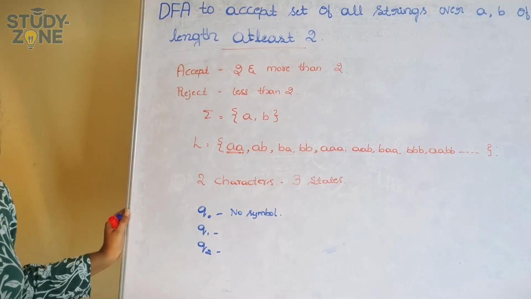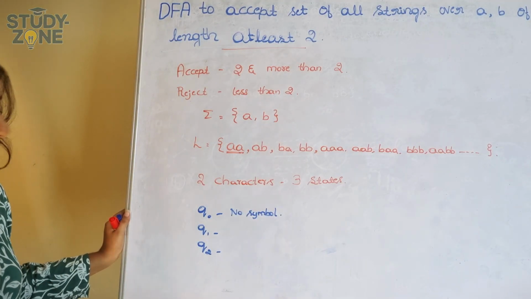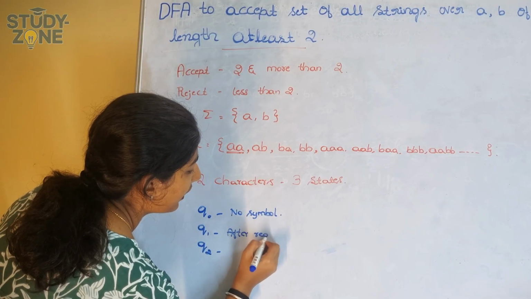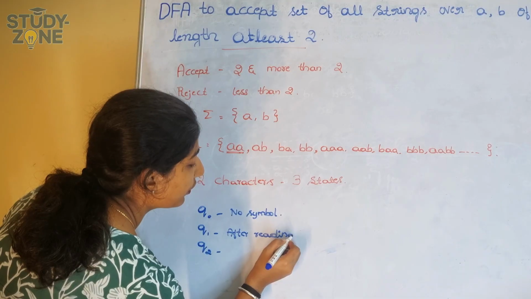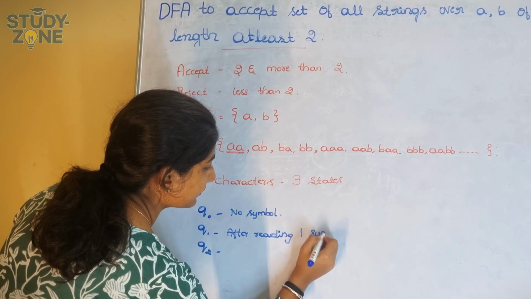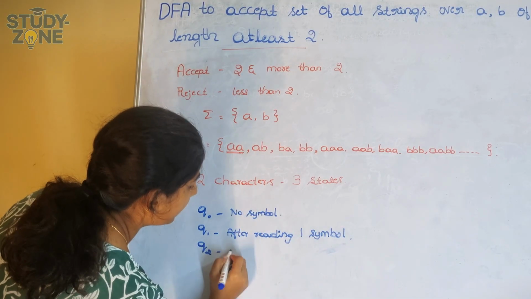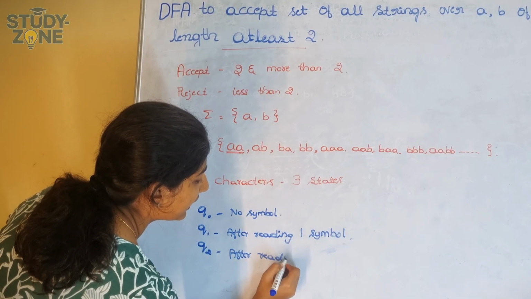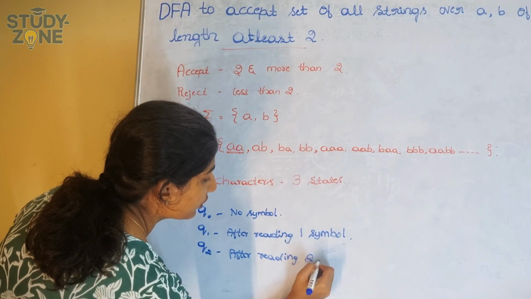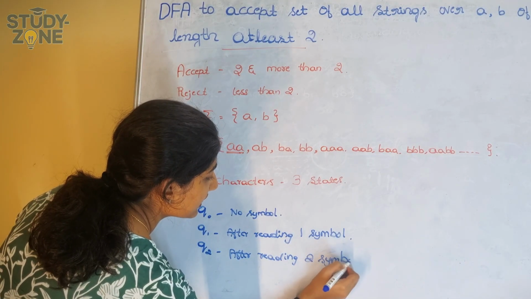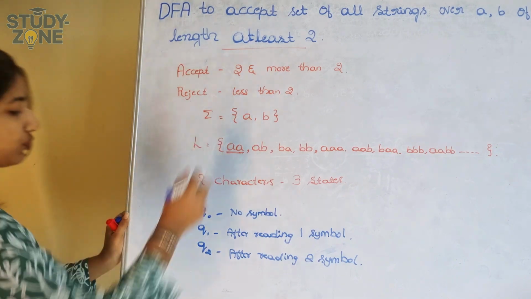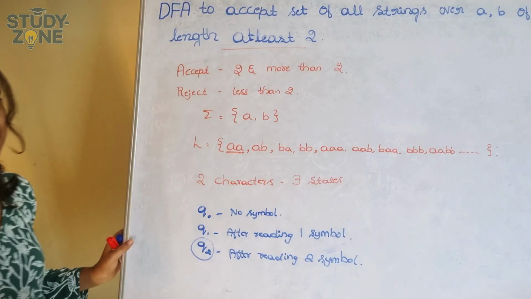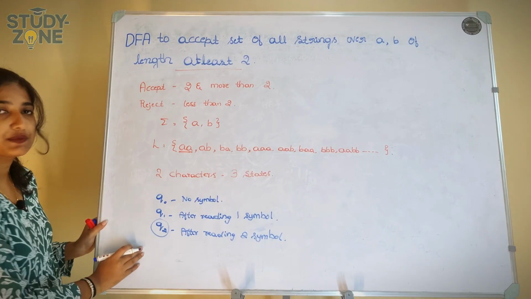If I read one symbol, it will move to the Q1 state, and then after reading 2 symbols, it will move to the Q2 state, right? In our problem we need at least 2, so this one will be the accepting state. So let's draw the transition diagram and understand these steps clearly.